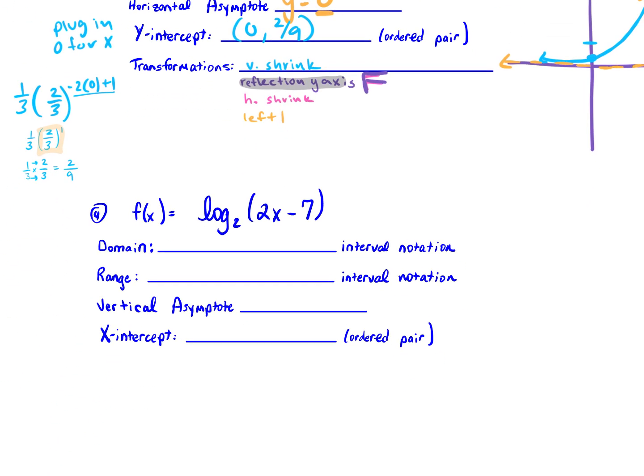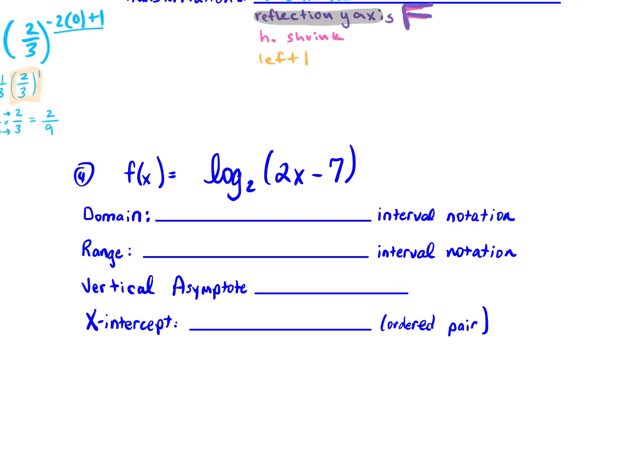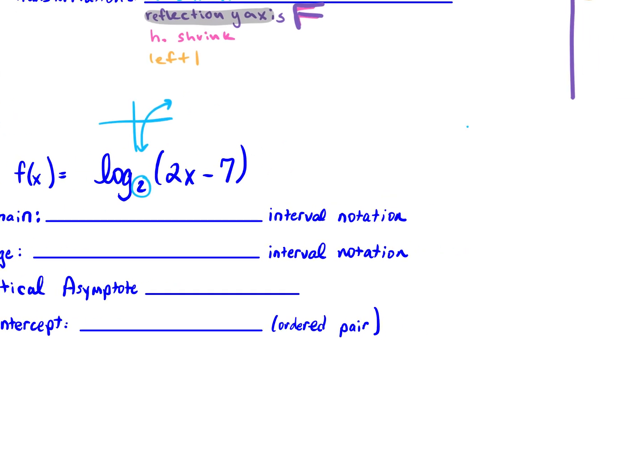Next, let's look at our log function. So log function, if our base is greater than 1, our log graph is going to be increasing like that. It's going to start down low, then going high. If, let's say we had log base 1/2, anything less than 1 as our base, our graph would start up high and then go down low, like that. So here we have log base 2. 2 is greater than 1, so we know that our graph is going to be increasing like that.